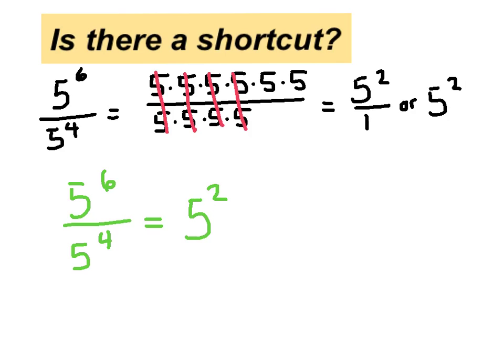Hopefully you're noticing that if we take 6 minus 4, we get an exponent of 2. In other words, I can solve this problem by keeping my same base number, subtracting my exponents to get 5 squared.